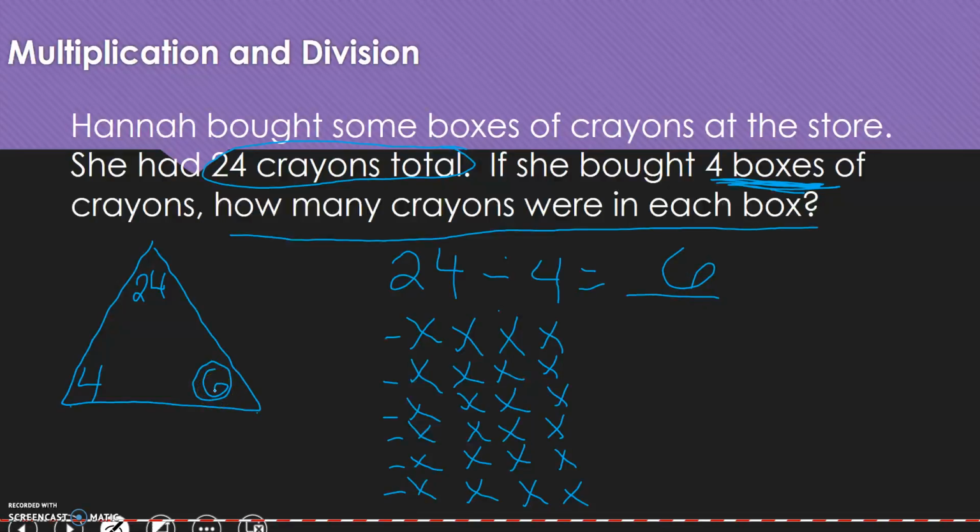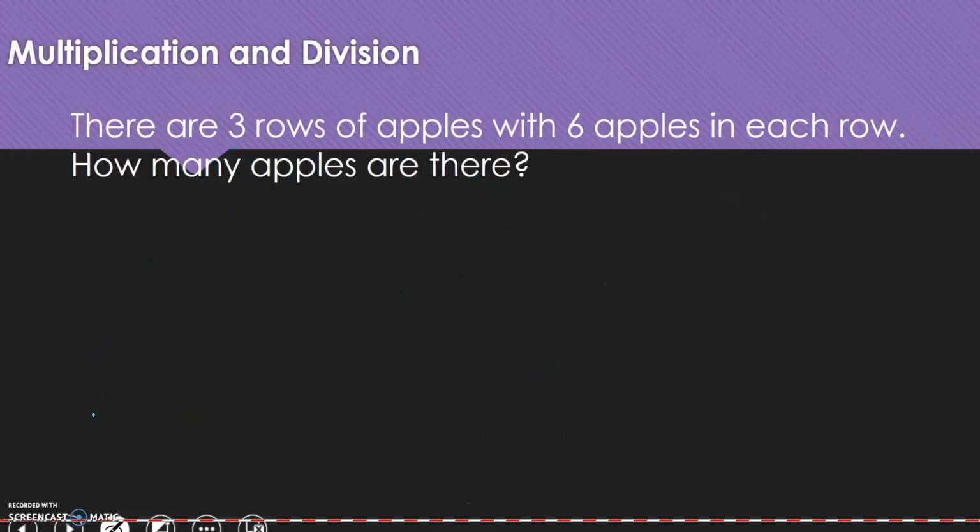So I know that 4 times 6 is 24. 6 times 4 is 24. 24 divided by 4 is 6. And 24 divided by 6 is 4 with my fact family. Let's look at another one.